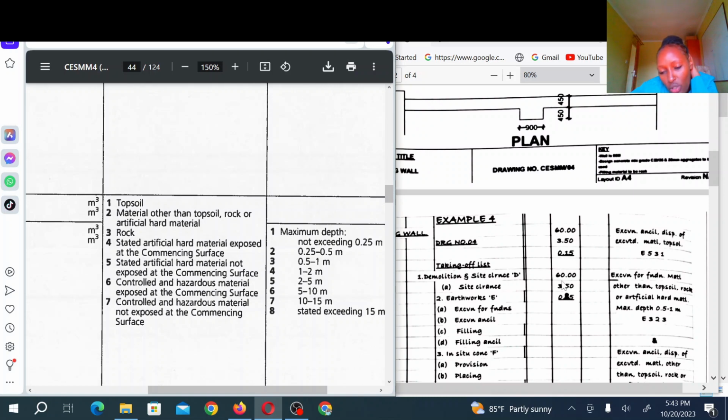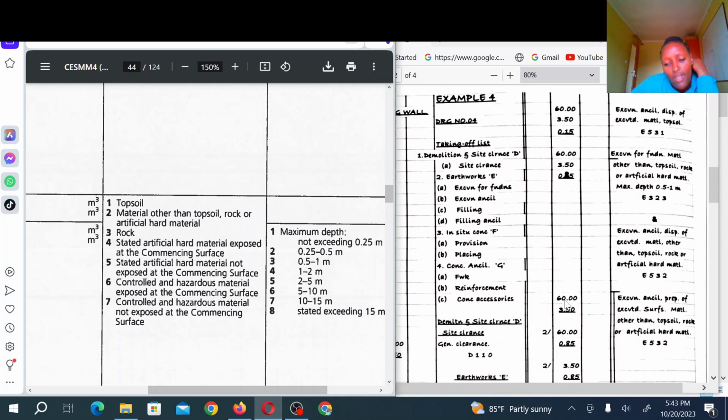So we shall take the total length of the wall 60, the width 3.5, and the depth 0.85. For that material other than topsoil, though we do not know what it is, all we know is it's not topsoil and it's not rock or any other artificial hard material. It's the natural material that was there. We shall need to dispose of it. All right, so once we excavate it, we shall add excavation auxiliaries.